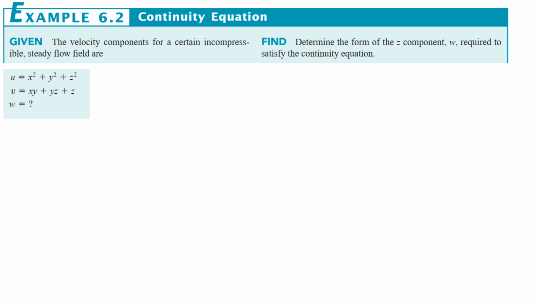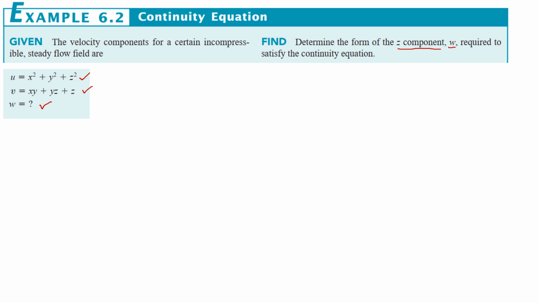So now let's look at this example that is related to our continuity equation. In this problem we are given a particular velocity field, and the velocity components are also given. The x velocity component is given, the y velocity component is given, and what we need to do is to find the z component of velocity. So determine the form of the z component, that is w, required to satisfy the continuity equation.